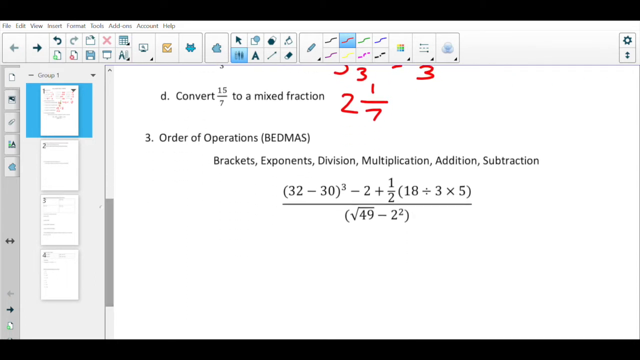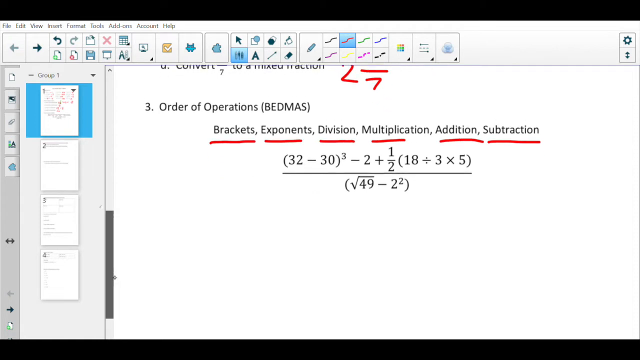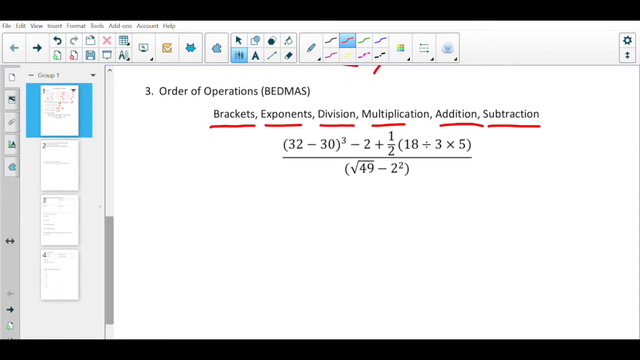Order of operations: brackets, exponents, division, multiplication, addition, subtraction. Those are your rules. So we'll cover all of those elements of BEDMAS in one problem. We have this monster of a problem, and you need to be able to know how to do something like this. Brackets are first. Do everything in the brackets first. 32 minus 30 is 2 cubed minus 2 plus 1/2, and we have another set of brackets. 18 divided by 3 is 6 times 5 is 30.